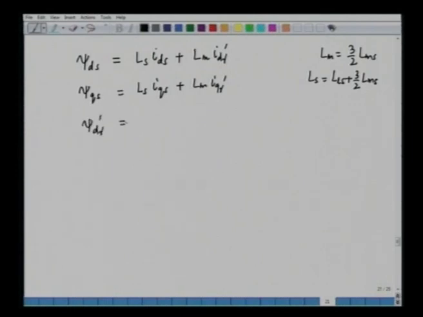Psi dr is equal to Lr IDR plus Lm into IDS, and psi qr is equal to Lr IQr plus Lm into IQs.